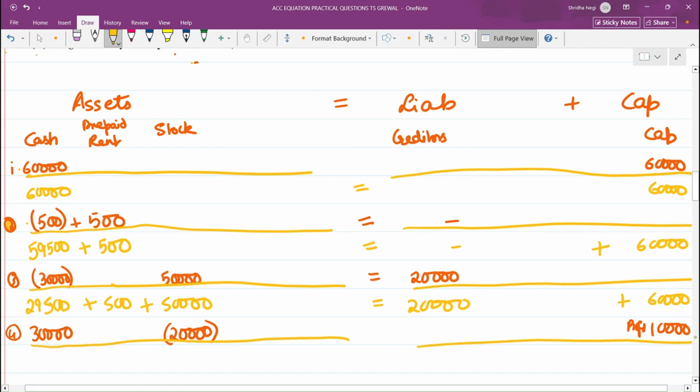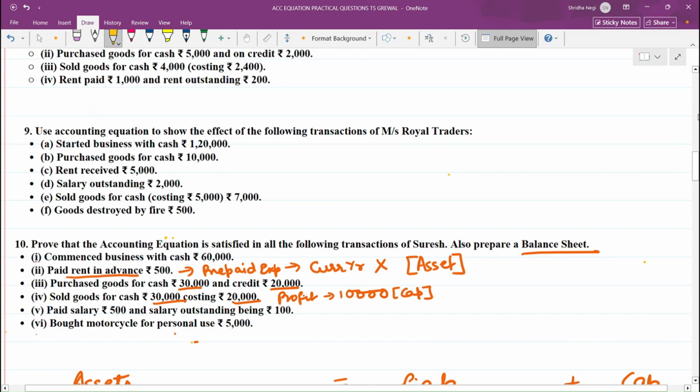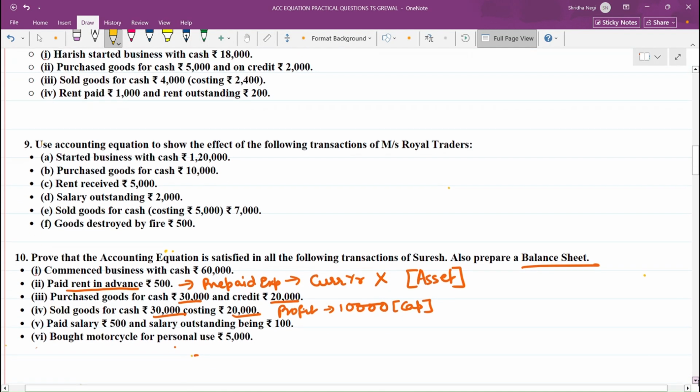So let's balance it now. 29,500 plus 30,000, that is 59,500, plus your 500 prepaid rent, plus 50,000 minus 20,000, stock is 30,000 हो गया अभी. Stock is equal to 20,000 are your creditors, plus now your capital account will become 70,000. 60,000 plus 10,000. Understood? Up next, what is it?